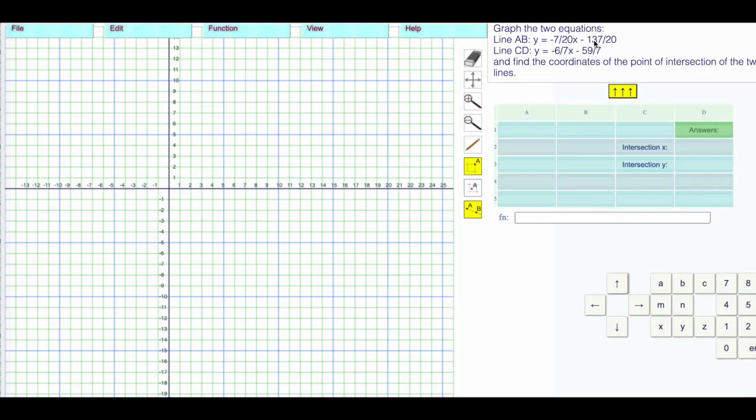Here we are on a level 6 type question. We have line AB: y is equal to negative 7 over 20x minus 137 over 20. Line CD: y is equal to negative 6/7 x minus 59 over 7. We have to graph these two lines.